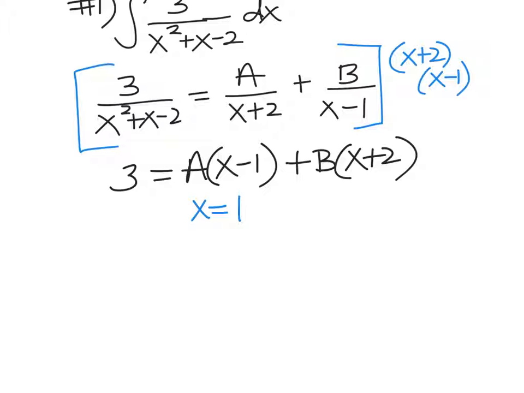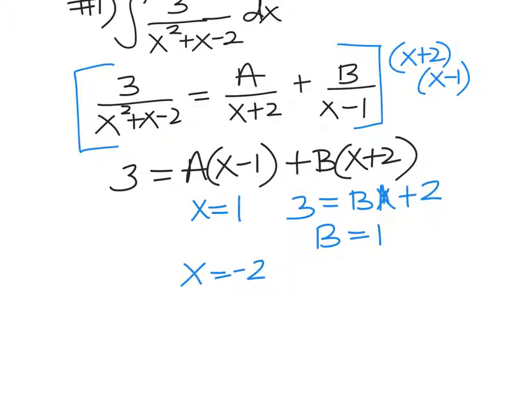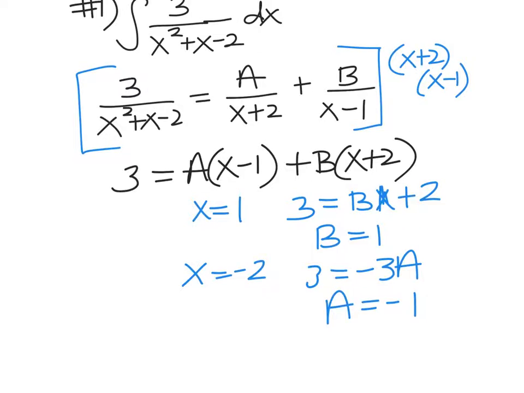If you let x equals 1, you will get 3 equals B times x plus 2, right? Oh, no, x is 1. See, I'm already done and I didn't do it. I messed up. B plus 2. So B is 1. Okay. And then if you let x equal negative 2, you get 3 equals negative 1 times A. No, negative 3. I'm terrible at this way. So A is negative 1. That's easy. Yeah, I like systems.